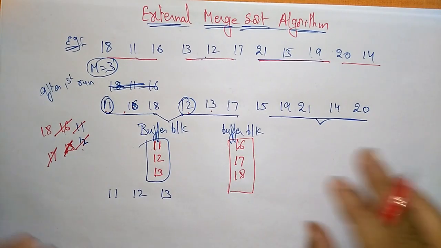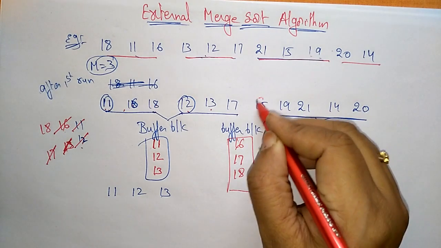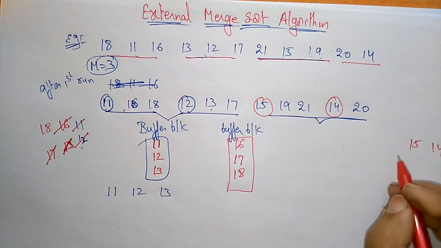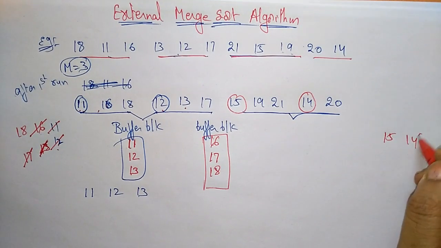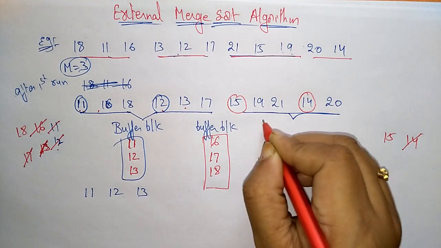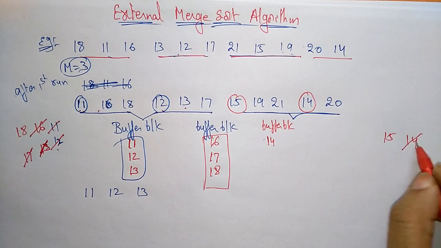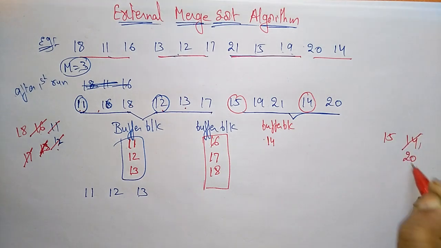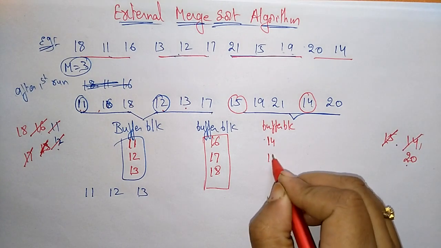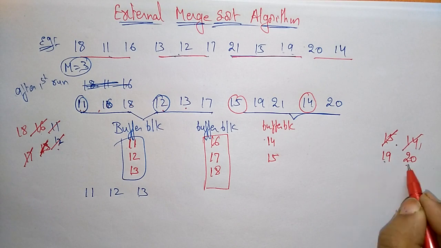In the same way, check these other two series. First check 15 and 14. Which one is the least? 14 is the least value, so strike it off and place 14 here in the buffer block. After 14 you have 20. Check 20 and 15. 15 is the least, so strike it off and place 15 here. After 15 you have 19. Now check 19 and 20.